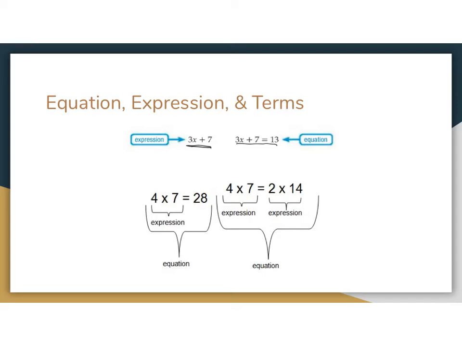And we can take a step further. A term is one part of an expression. So this is a term. This is a term. So those are terms in an expression that when all combined together create an equation. So you can think of it as, from larger to smaller, we have an equation that is made up of expressions, and we have expressions that are made up of terms.